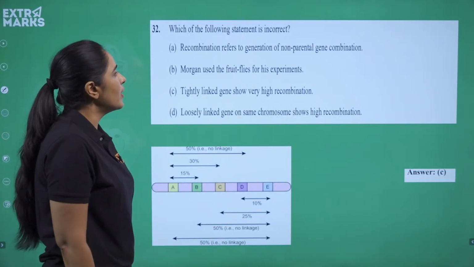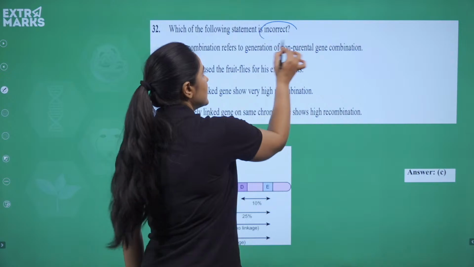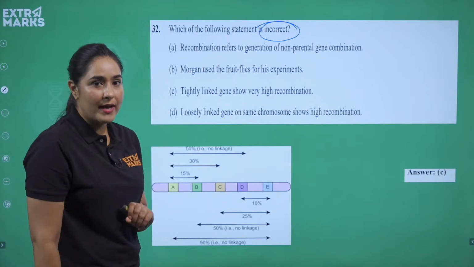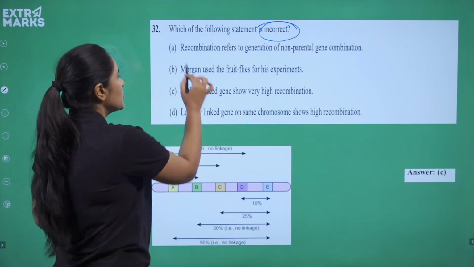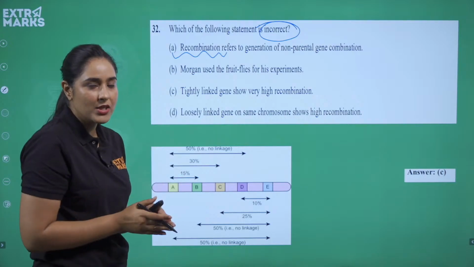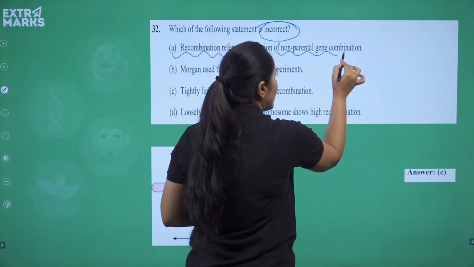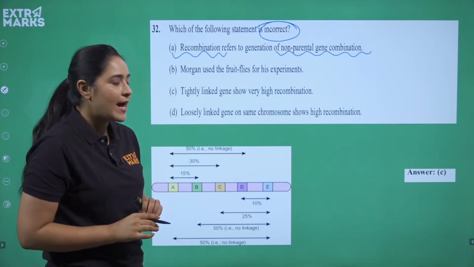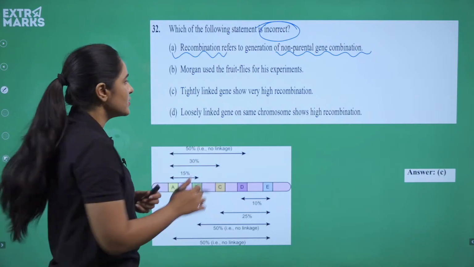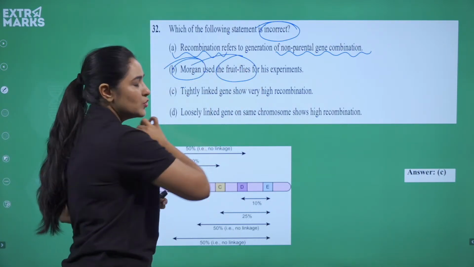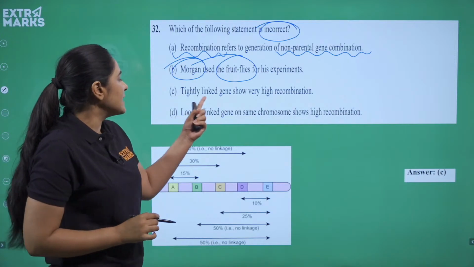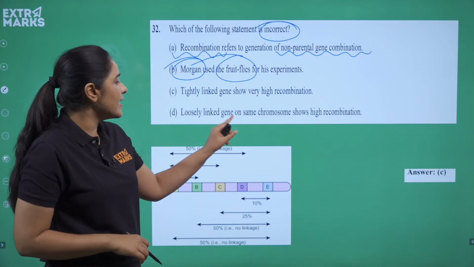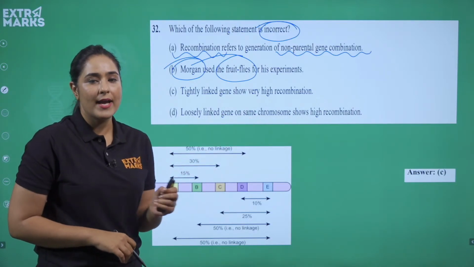Another question: which of the following statements is incorrect? We have to see the incorrect statement. Recombination refers to generation of non-parental gene combinations. So obviously when we have recombination, we get non-parental gene combinations. We have the variations. Morgan used fruit flies for his experiments. We have also seen that. Tightly linked genes show very high recombination. And the last statement says that loosely linked genes on the same chromosome show high recombination.